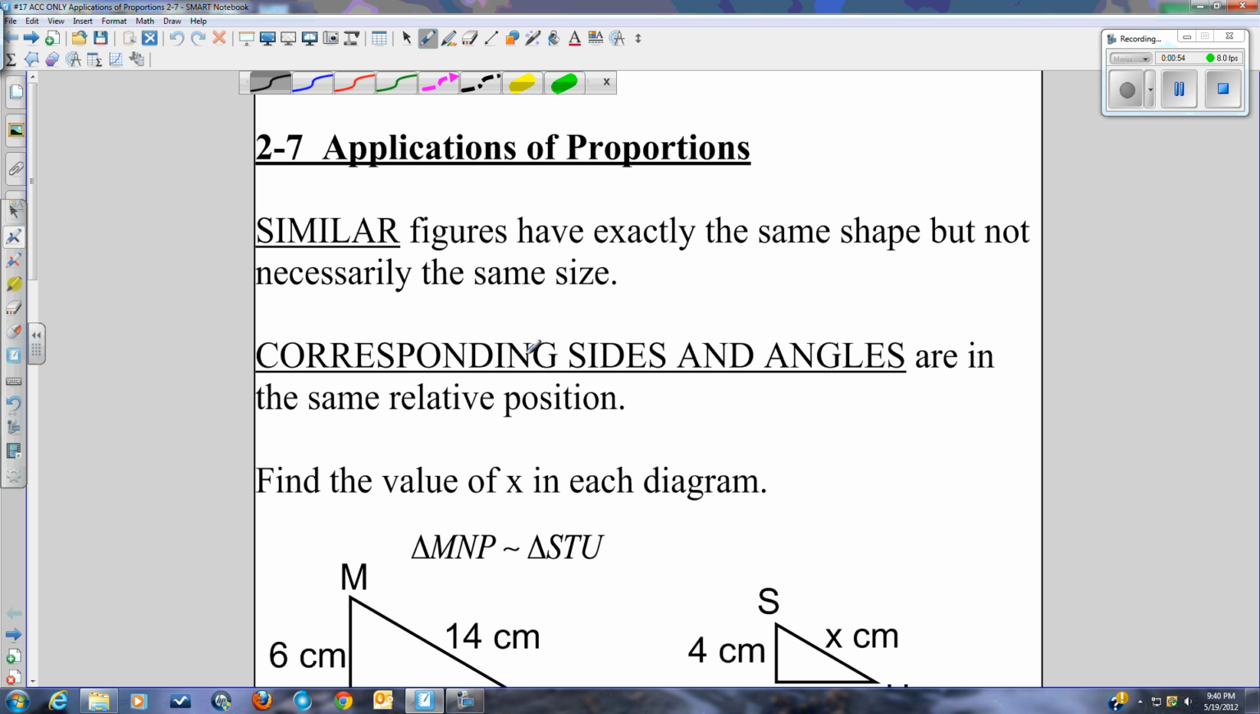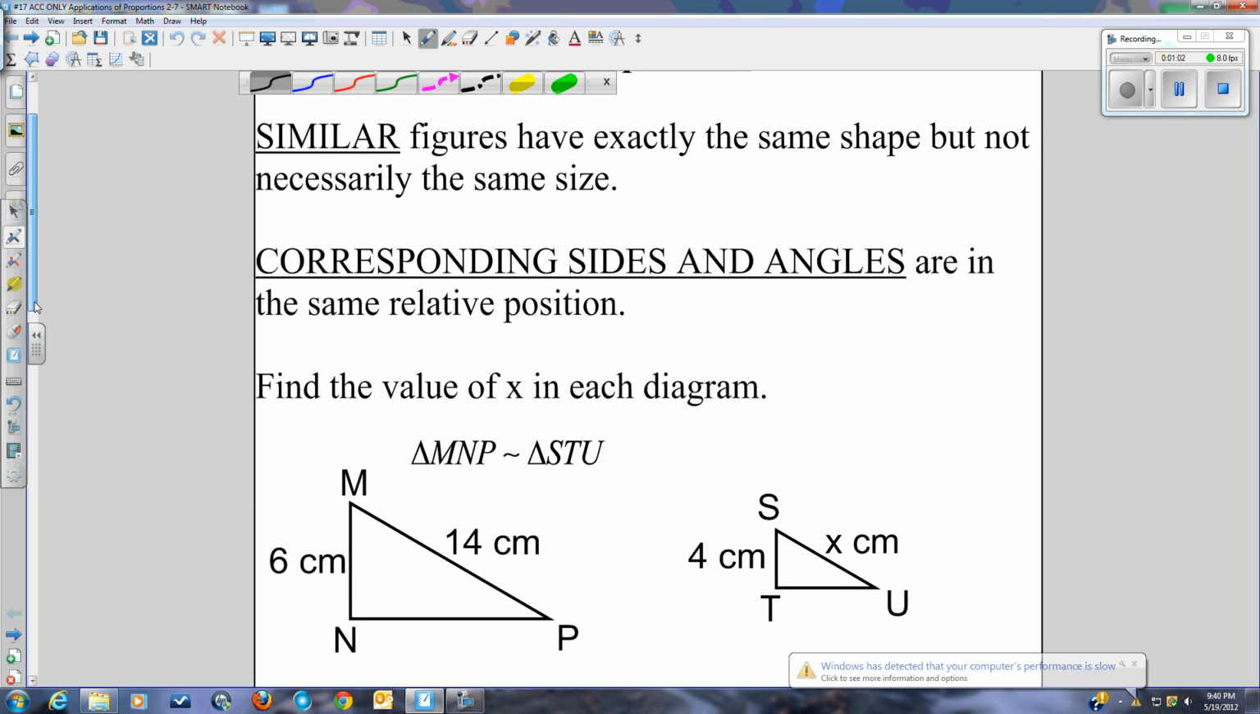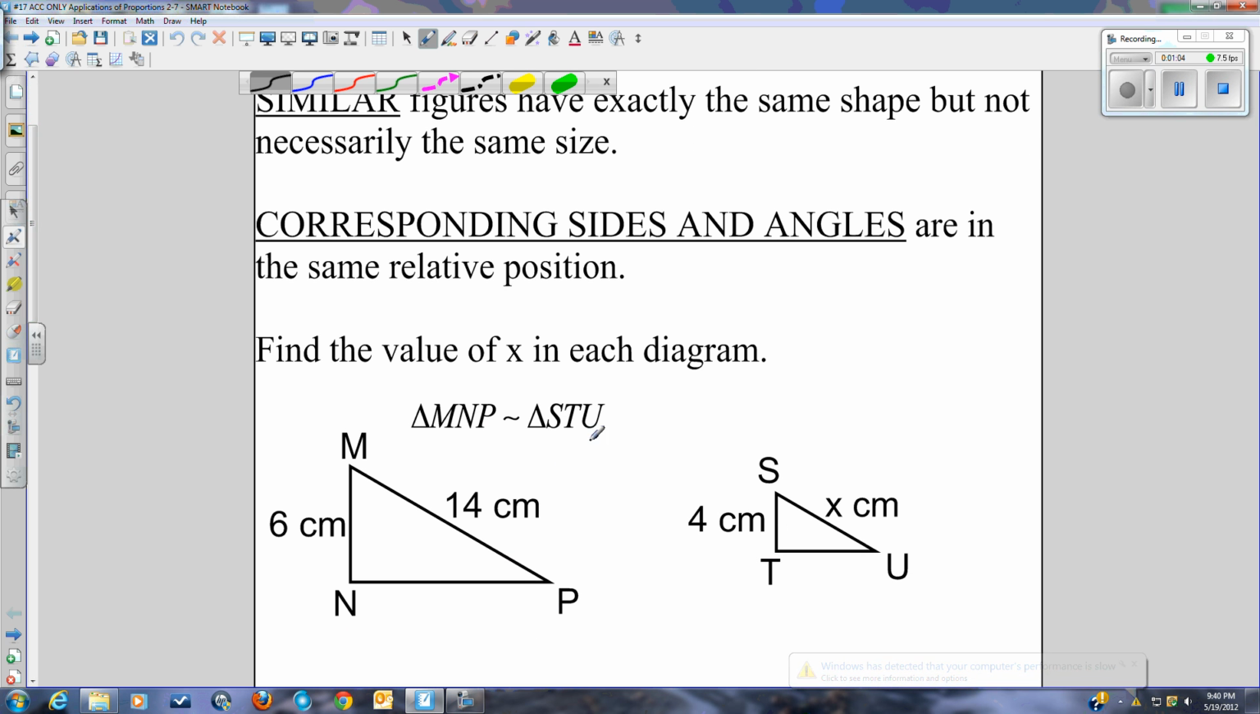Okay? Now, corresponding sides and angles, when we talk about similar figures, are in the same relative position. So they're proportional to each other is what we want to say. So for instance, look at this picture. We have two right triangles, and we're saying that triangle MNP is similar. This little tilde is the symbol for similar. It's similar to triangle STU. They're proportional to each other.